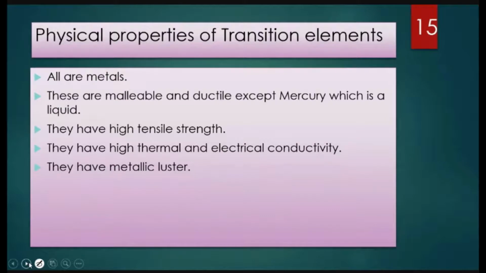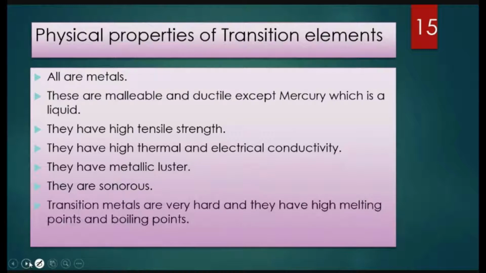And they have metallic luster. In your lower classes, we have studied that all metals have a shining surface. That is the metallic luster. And they are sonorous, that means capable of producing a ringing sound. You might have heard the bell ringing in the church or in the temples. It is just because the metals used to make that bell are sonorous in nature. Lastly, transition metals are very hard and they have high melting points and boiling points. It is due to the strong metal-metal bonding which exists between the metal atoms.